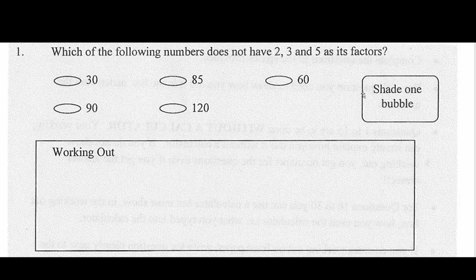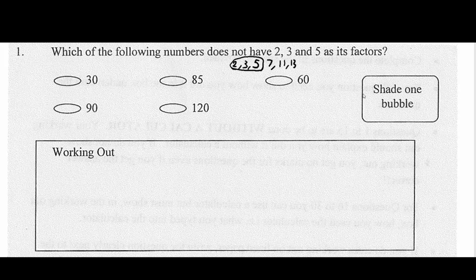Which of the following numbers does not have 2, 3, and 5 as its factors? So what you'll find is that 2, 3, and 5 are prime numbers. So here you can create a prime factor tree for each of these numbers. Now, what's a prime number? A prime number are numbers which only have themselves and 1 as factors. So 2, 3, and 5 are primes, as well as 7, and you've got 11 and 13, and so on. But we're just dealing with these first 3.